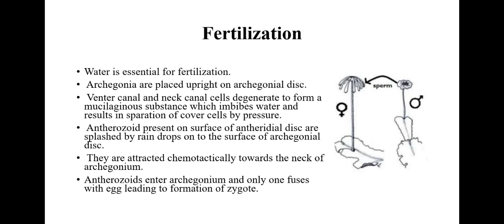So this is the reproduction in Marchantiales, and here is the fertilization. If a zygote is formed, after the entrance of the antherozoid into the venter, the lower neck canals are locked or closed, so the other flagellated antherozoids can't enter to fertilize the egg. And that's all about reproduction in Marchantiales.